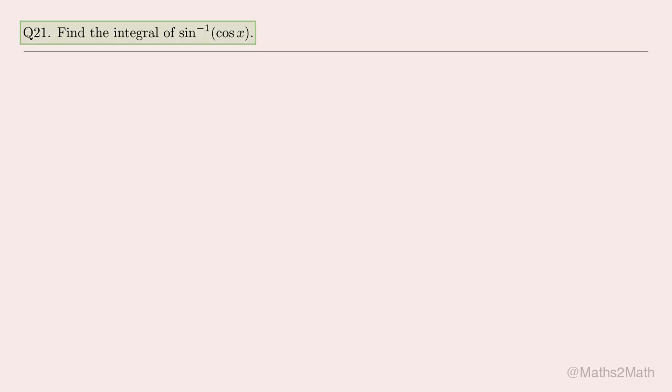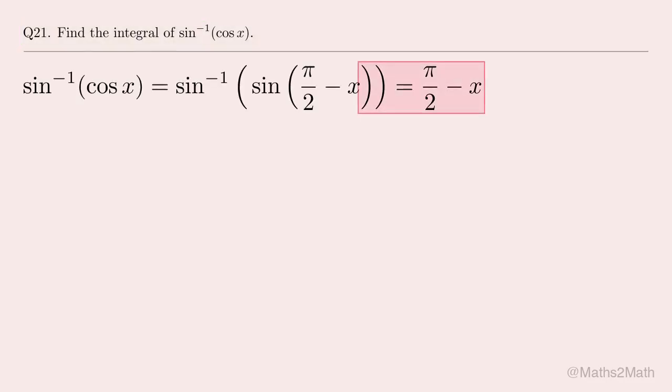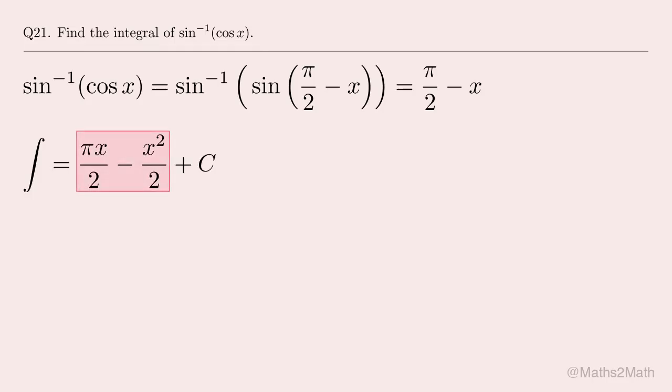Question 21. Inverse sine of cosine, a constant minus x in disguise. Cosine x is sine of pi over 2 minus x. So the integrand is simply pi over 2 minus x on the principal branch. Integrate the linear function.